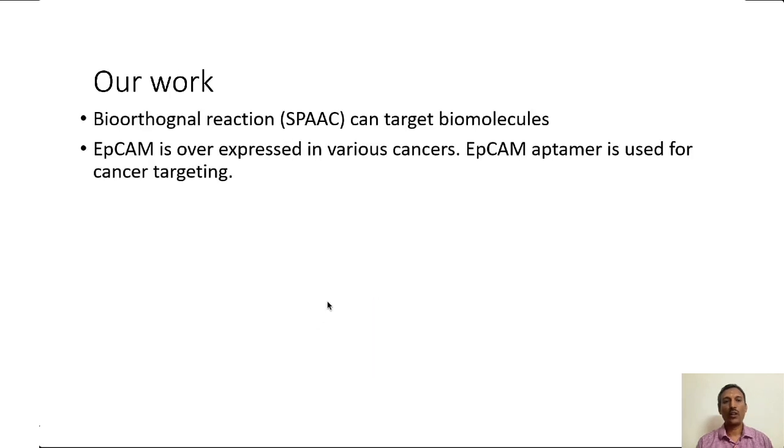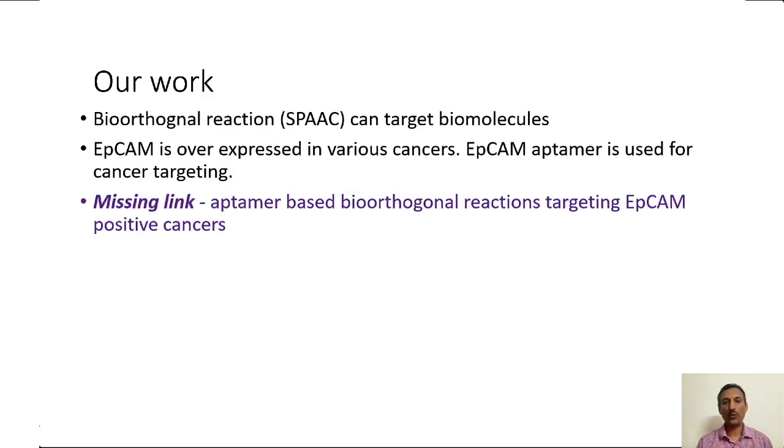So, our work was basically: a couple of steps were known, a couple of steps were not known. I will just explain how we did it. The bioorthogonal reactions, or the SPAAC, can target a biomolecule. So, this is already known. The EPCAM is overexpressed in various cancers. EPCAM aptamer is used for cancer targeting. So, this is also known.